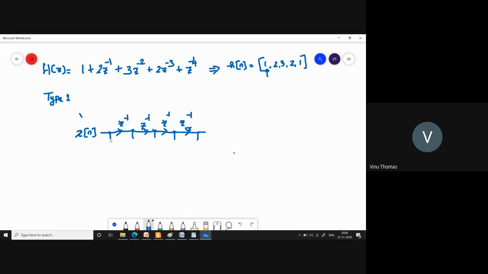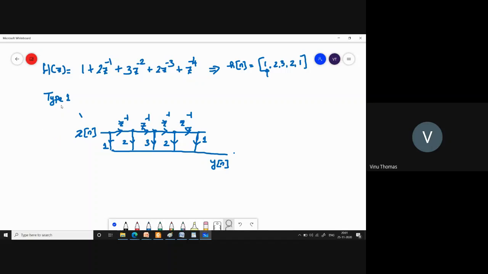So x of n is to be multiplied by 1. This should be multiplied by 2. This is to be multiplied by 3. This is to be multiplied by 2. And this is to be multiplied by 1. And then you have to add up all these. So this should be y of n. This is a structure that you are familiar with. I hope this is okay. This is something that we had discussed earlier.